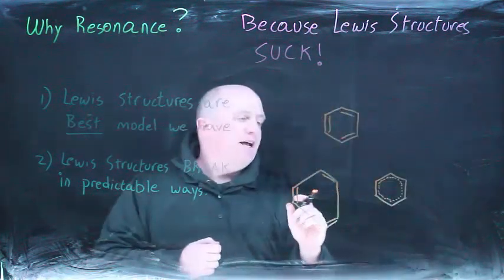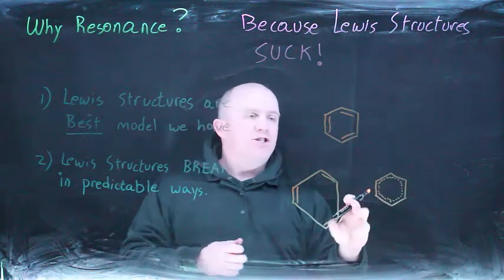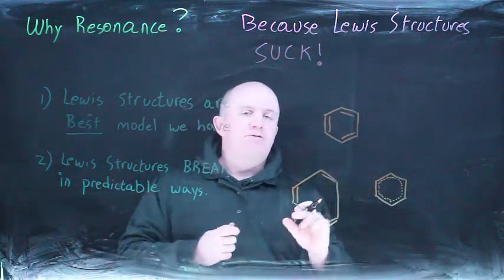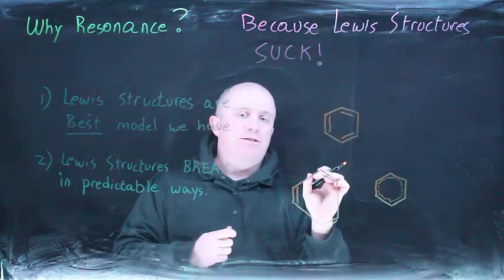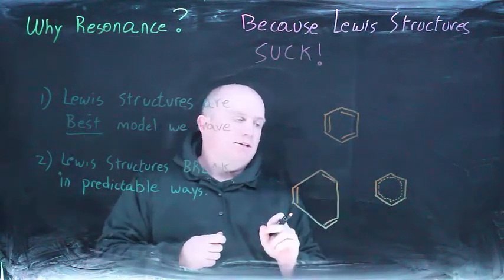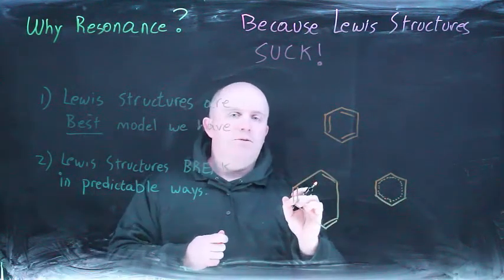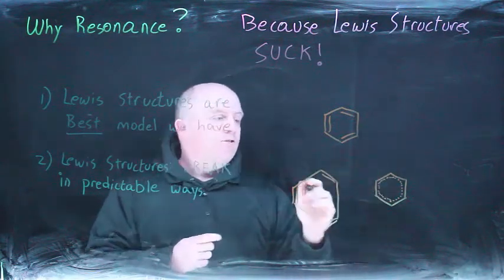What you have instead is 6 CC bonds that are all the same length, all of which exist somewhere in a nebulous region between a carbon-carbon double bond and a carbon-carbon single bond. It looks like that. It doesn't look like this, and it most certainly does not look like that. Each one of those carbon-carbon bonds is the same length, is the same energy, and so on. So this is the problem.